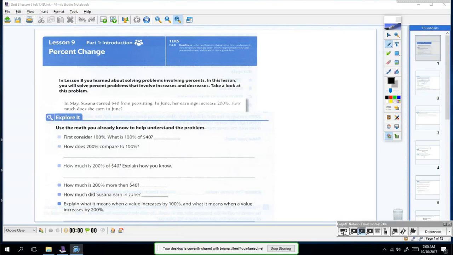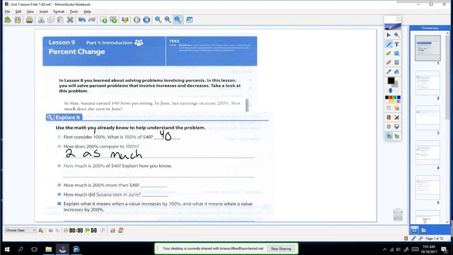Okay, so first consider 100%. What's 100% of 40? Well, 100% of 40 is 40 because that's 100%. How does 200% compare to 100%? So it's twice as much, 2 times as much. How much is 200% of $40? Well, we just said twice as much or 2 times as much. So you're going to do 2 times 40 equals 80. So it's 80.